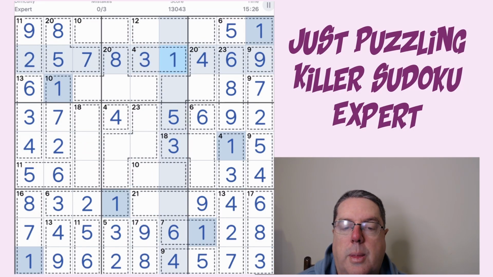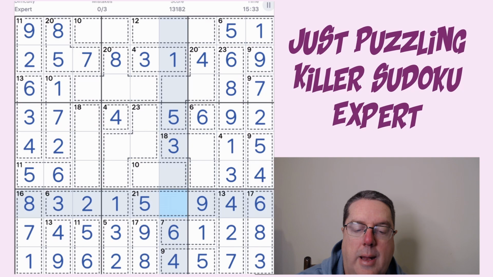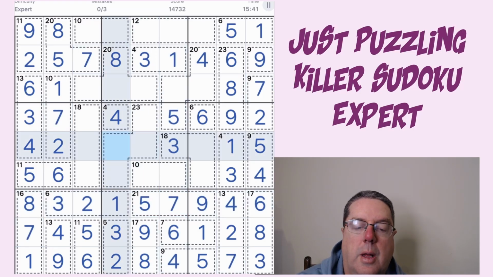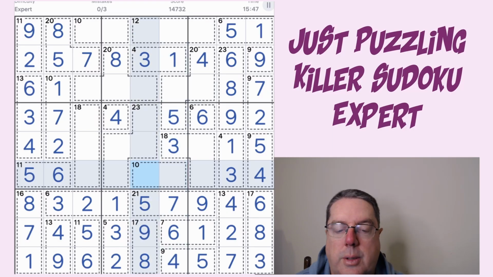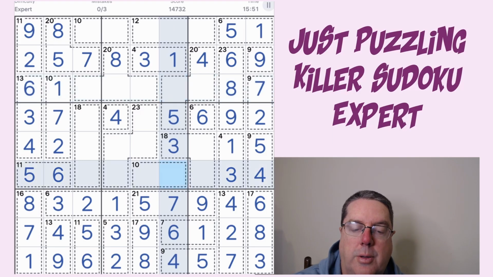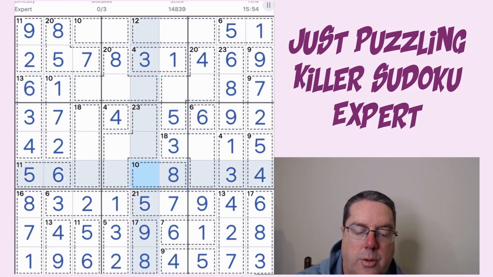Leaves me with 3 and 4 still. 5 and 7. Still don't know where the 6 is going to be. 6 is going to be there somewhere. So 3, 4, 6. So this can be 2 or 8 or 1 and 9. So this is 8 or 9 there. 8 can't be there. 8 can't be there. So that's an 8. That's a 2.